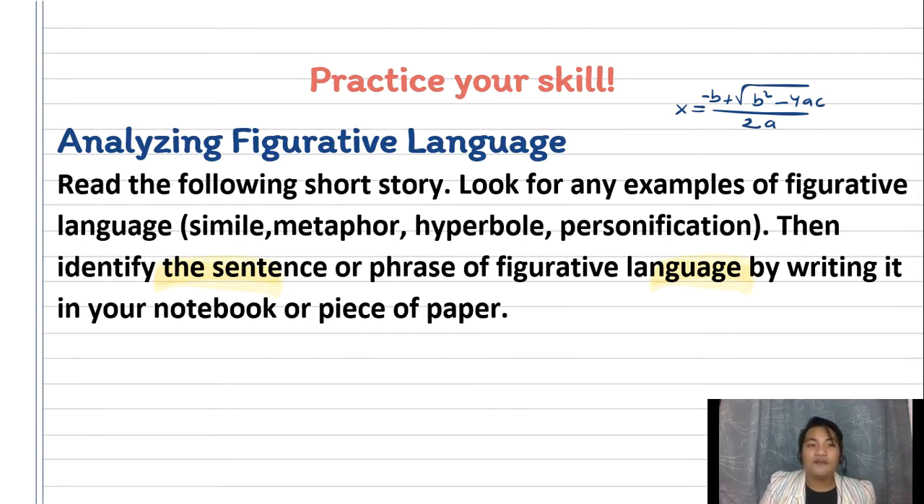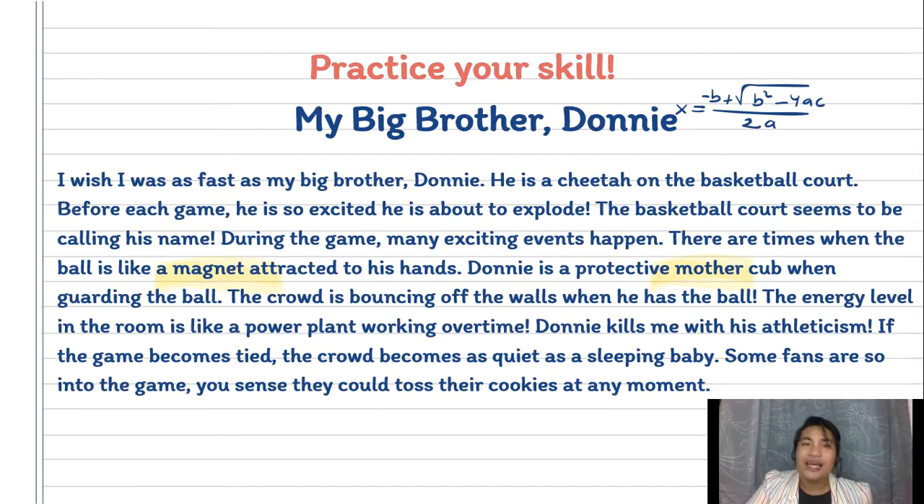Okay, now that we already know the 19 figures of speech, I have an activity for you. It's called Practice Your Skill. In this activity, analyzing figurative language, read the following short story. Look for any example of figurative language like simile, metaphor, hyperbole, personification. Then, identify the sentence or phrase of figurative language by writing it in your notebook or piece of paper. So this is the story. The title is My Big Brother Donnie. Take your time to read it.